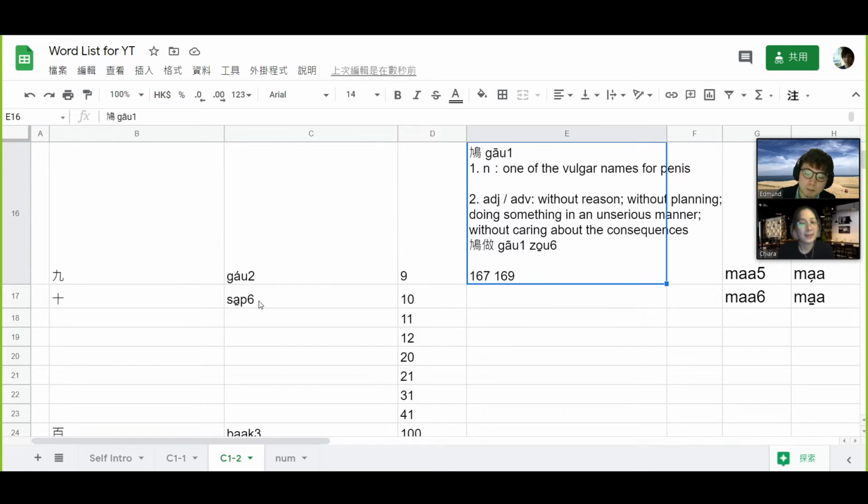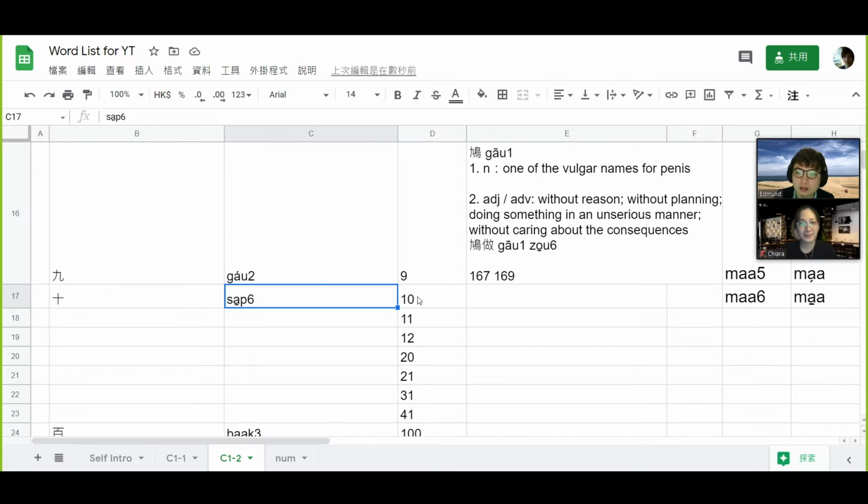Okay, and 10. So 10 is sap. In Cantonese, when you pronounce the numbers after 10, you pronounce it like this. You just say the first digit and then you say the second digit. So this one will be like 10 1. Can you try this one? Sap yat. Although the yat could be higher. Sap yat. So like this.